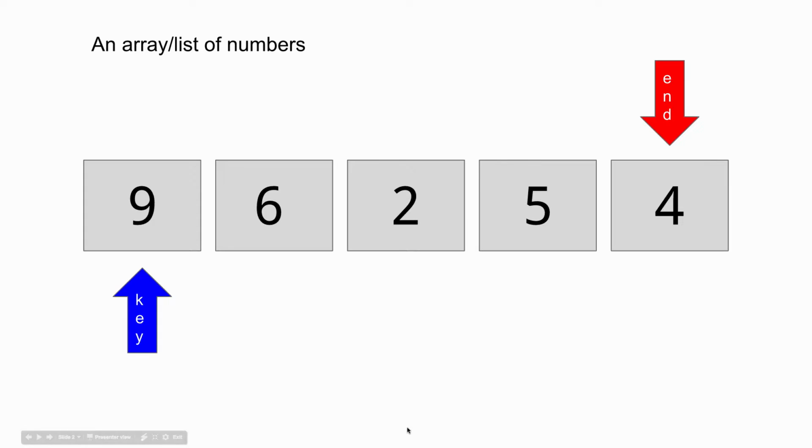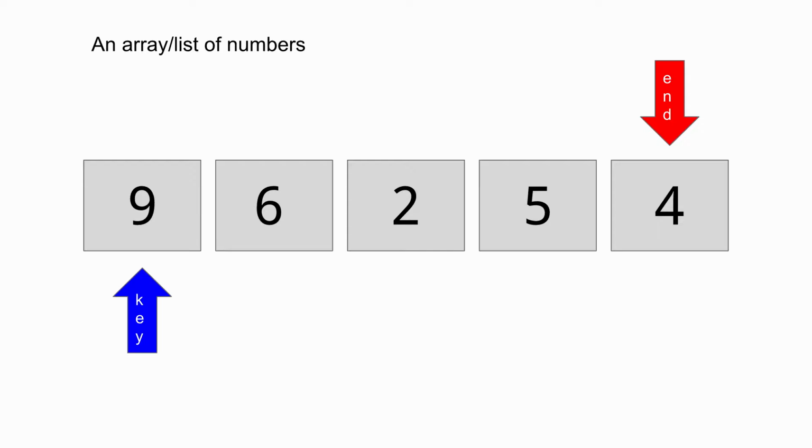Here I have an arrow marker that we will use to keep track of the last element. And here I have a key marker that we will use to keep track of the key element that we will do most of our comparisons with. Both of these markers will move as we go through the algorithm, and we'll go through the algorithm step by step.